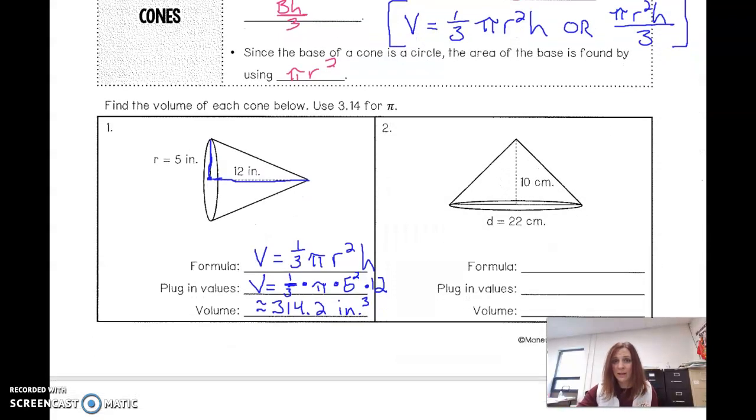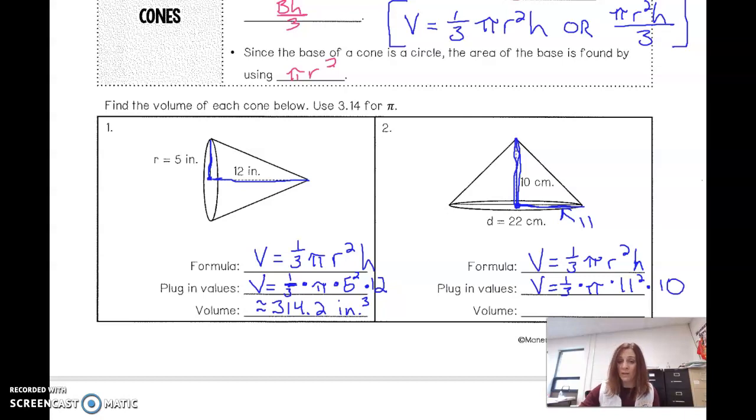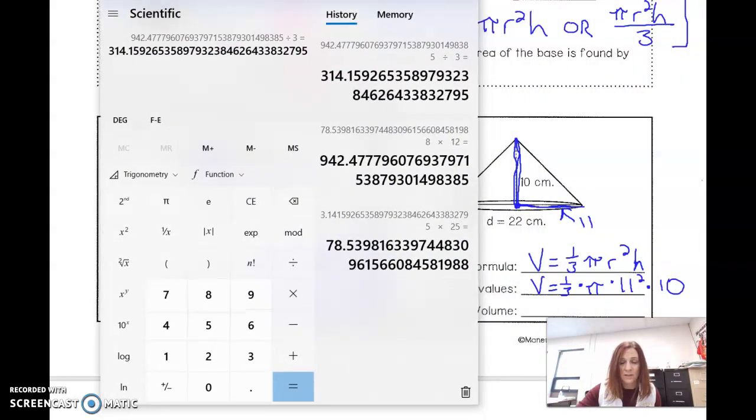Again, the formula we're going to use: volume equals 1/3 times pi times our radius squared times our height. So plug in our values. 1/3 times pi times our radius. Now remember, our radius is the distance from the center to the outside, okay? So if the whole thing across is 22, our radius here is 11, it's half the diameter. So times 11 squared times our height. In this case, it is vertical, but it's the distance from our circle to the tip. And so times 10. All right, so using our calculator again.